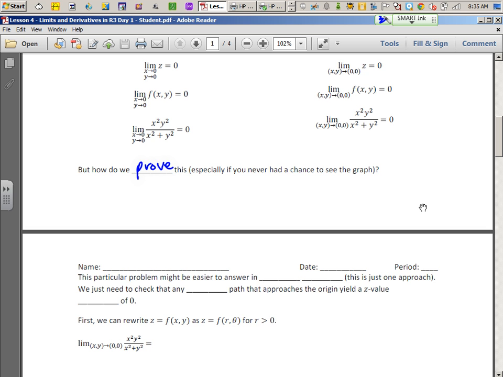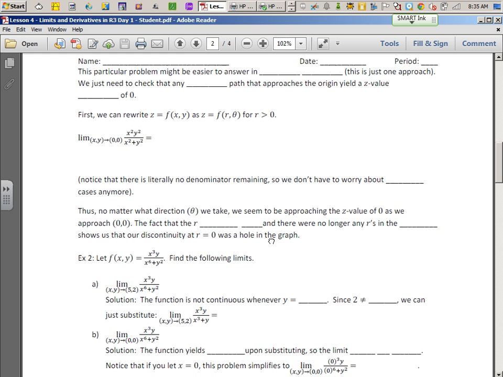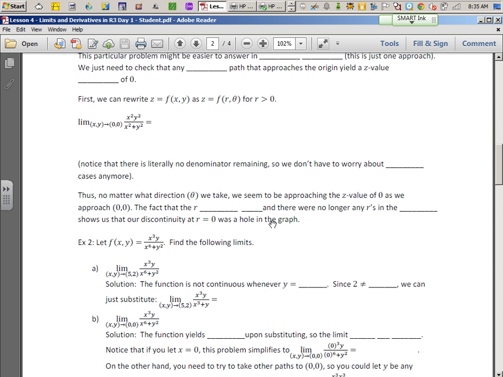maybe play around with the function. All right? So I think this problem would be a lot easier to understand in cylindrical coordinates. If we can convert our equation to cylindrical, there's only two directions, towards the origin and away from the origin. So I think this would be a lot easier in cylindrical coordinates. We just need to check that any radial path that approaches the origin yields a z-value limit of 0.